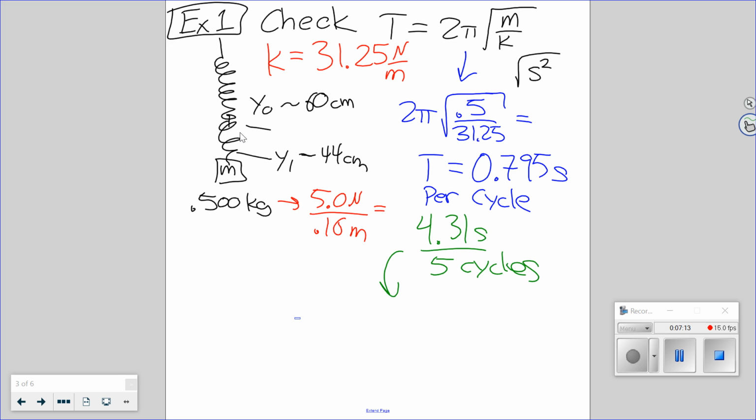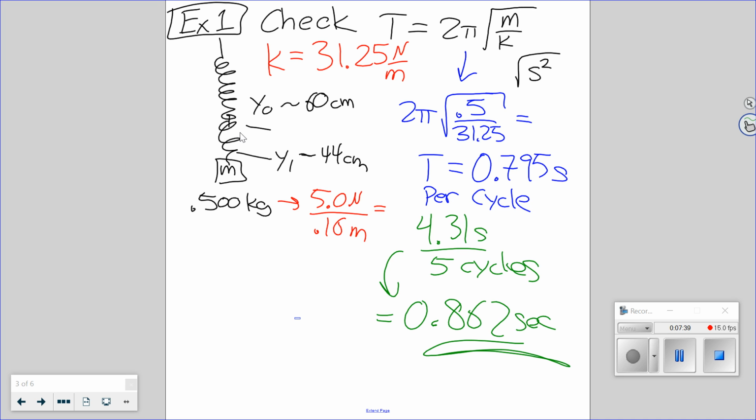Which is 0.862. Okay. Let's see. I think that checks out. We're like 10% off maybe. But you know, I'm just sitting here observing this with my eyes and stuff.